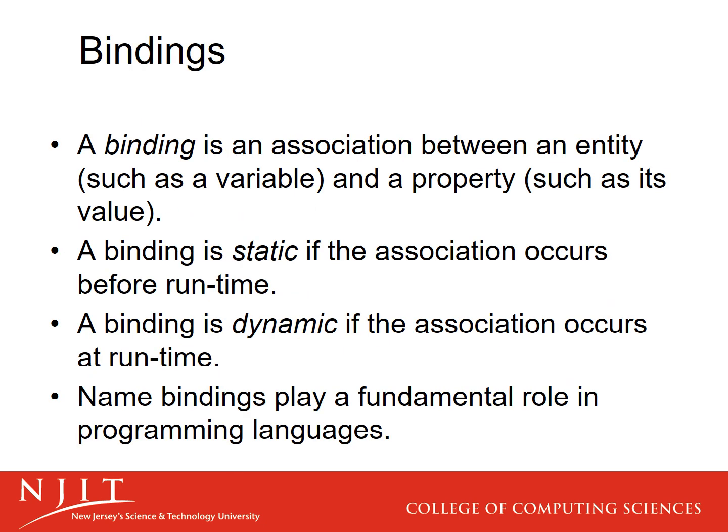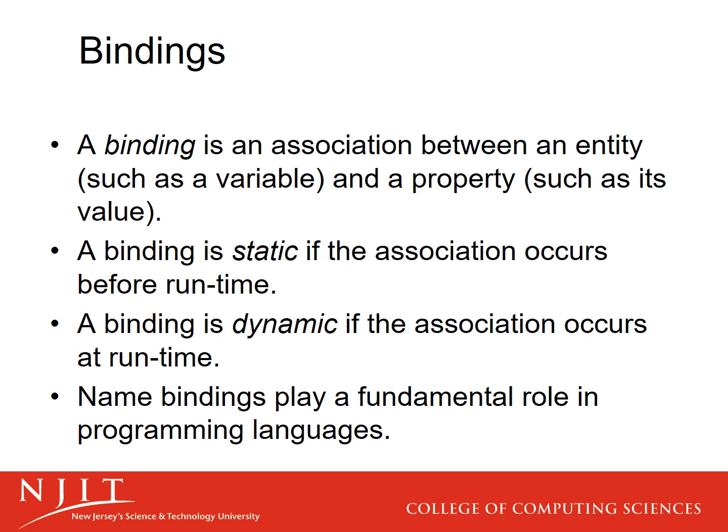So a binding is really just an association between an entity and a property. So if a name is a variable, one property that might be bound to it is its type. One property that might be bound to it is its value. So there's a list of properties, and we'll talk about what those are. When the bindings happen is important. Bindings can either be static or dynamic. Static bindings happen before the program is run. Static bindings are done by the compiler. Dynamic bindings are done at runtime.